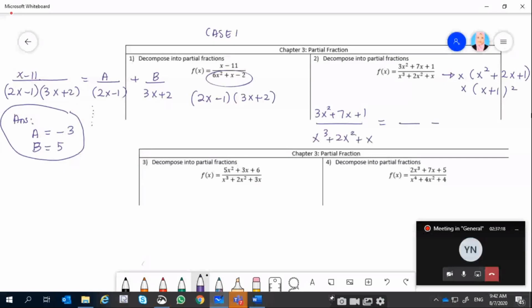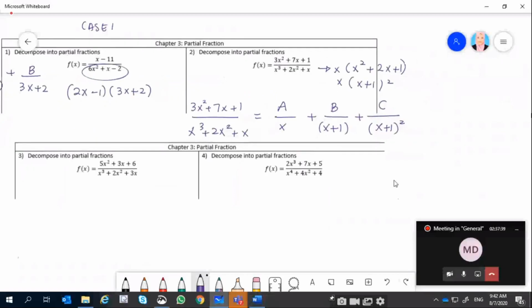How many fractions? Three. The first one is x, then x plus 1, and then x plus 1 squared at the end. Good. And what's the constant here? C. Yes, right. So for the answer, a equals 1, b equals 2, and c equals 3.